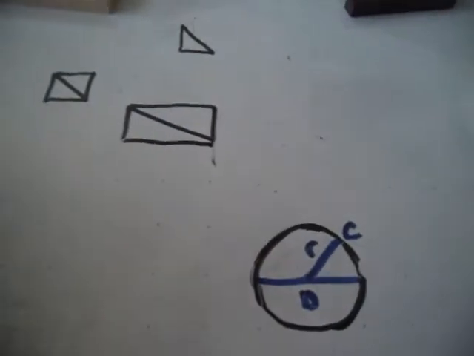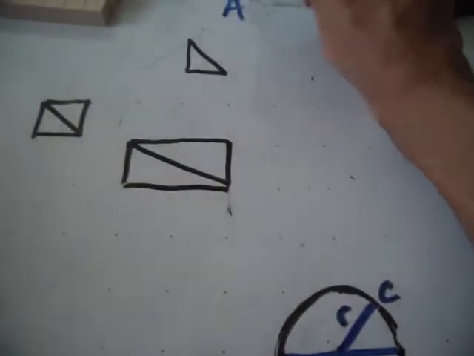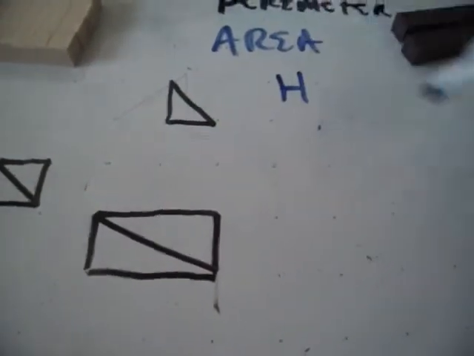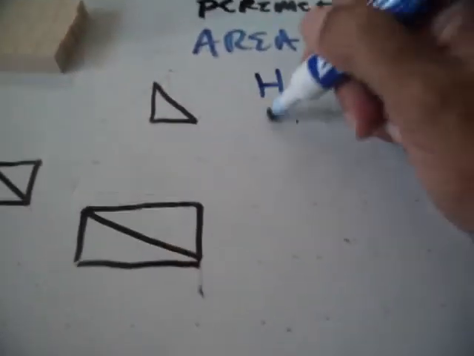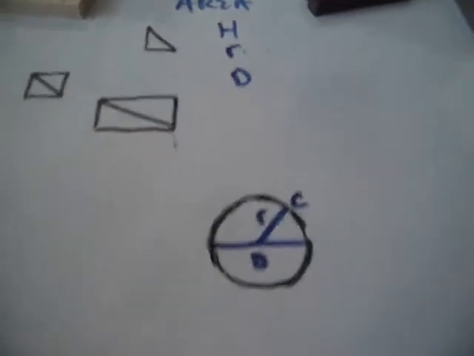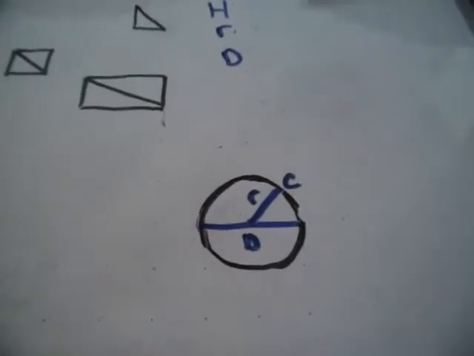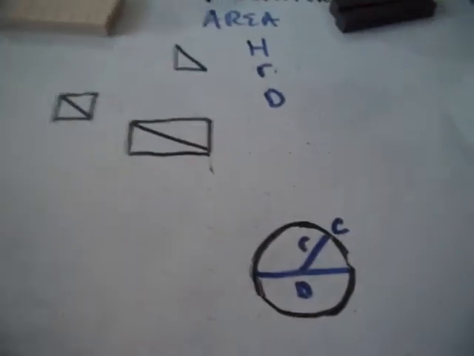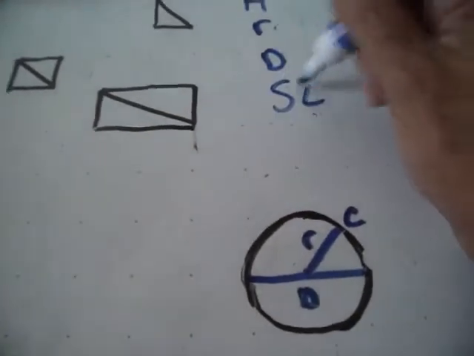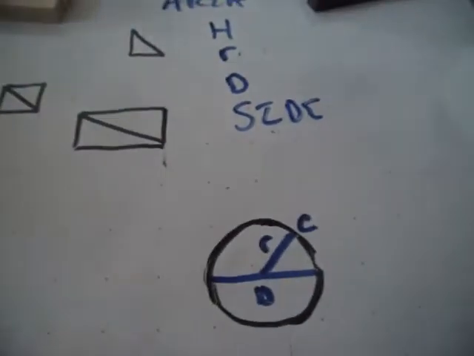All right, so how many words did we learn today? We learned perimeter. We learned area. We learned hypotenuse. We learned radius. We learned diameter. Right? So we learned 1, 2, 3, 4, 5 words. All right, so cap the pen, please. Yes, sir. Oh wait, and we also learned side. Very simple one. Side. Right?